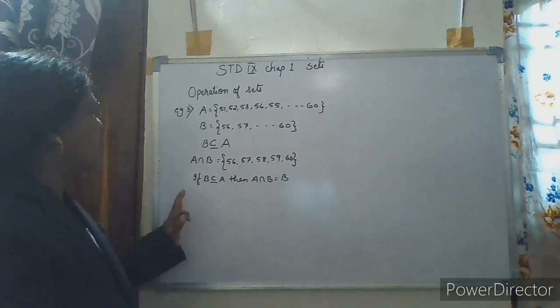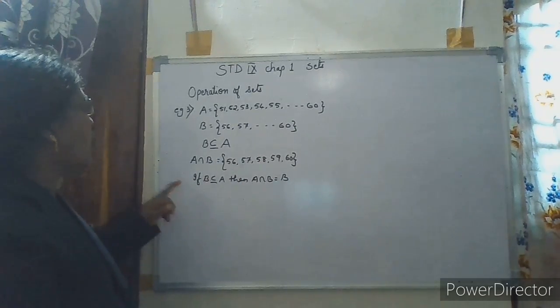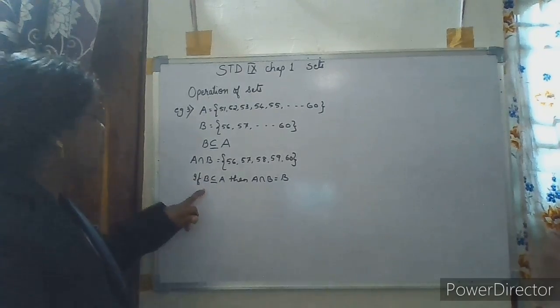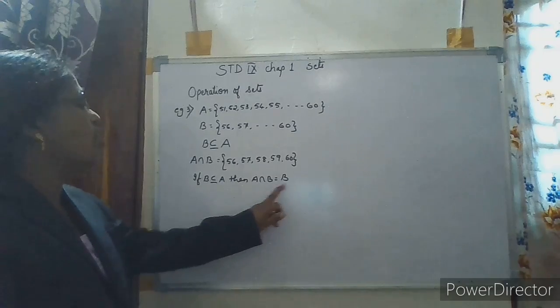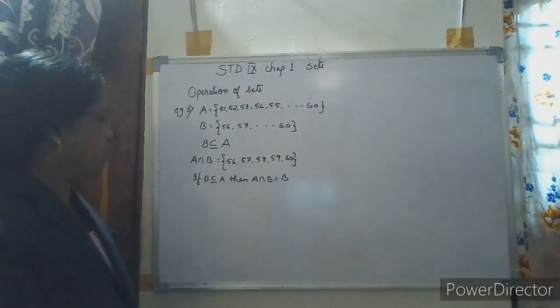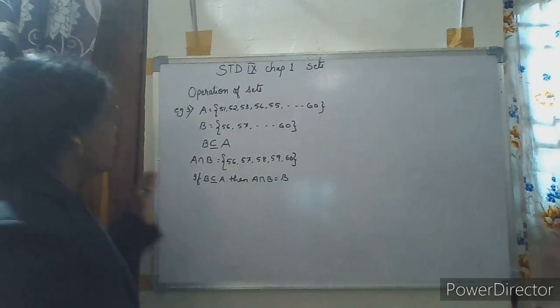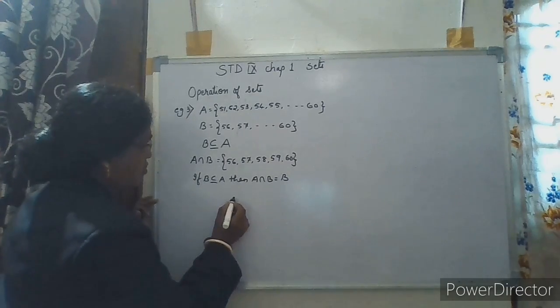In the same manner, if another set is there, if C is a subset of A, then A intersection C will be equal to set C. So, the Venn diagram, what is the Venn diagram for this?